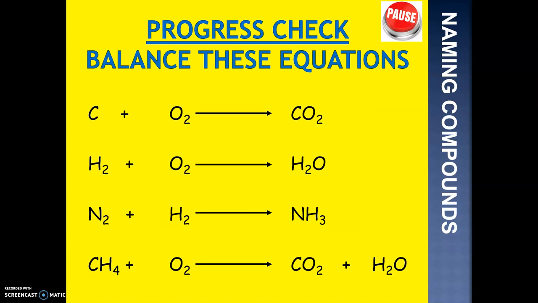Okay, so moving on to the final task, guys. Last task. Can you write down each of the following symbol equations and try and balance them? One of them is already balanced, but you have to find out which one. So pause the video for 5 minutes and have a go. And then we're going to go through it in 5 minutes time.